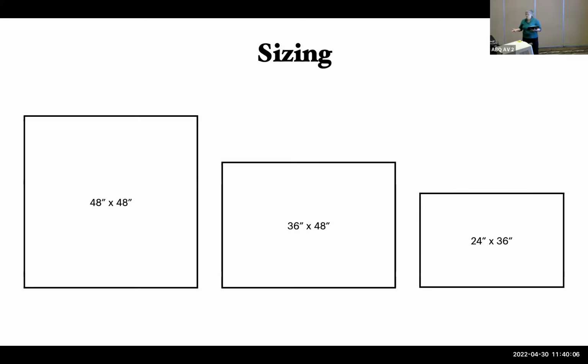So first of all, when we look at sizing posters, there are usually about 3 typical sizes that conferences will want. They'll want either a 48 by 48, which is huge. I mean, that's 4 feet by 4 feet. A 36 by 48, which is a little bit smaller, but still kind of big. Then you can do 24 by 36. Now, is there a size that's best?